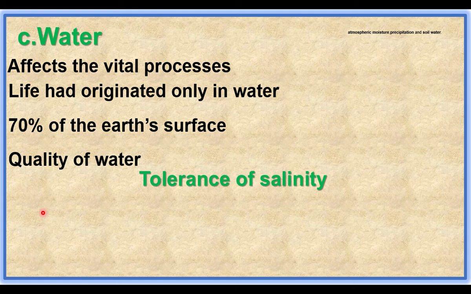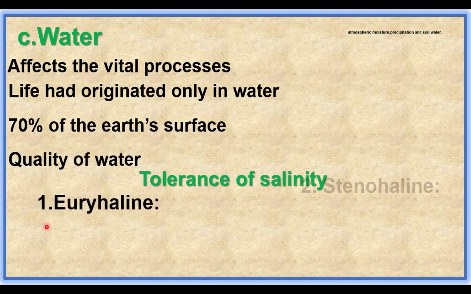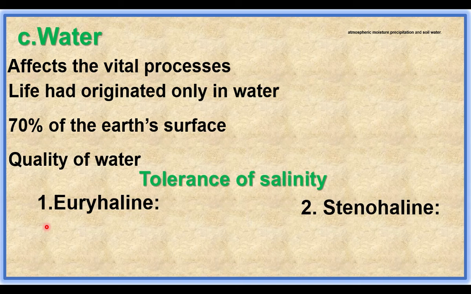Based on the tolerance of salinity, organisms are grouped into euryhaline and stenohaline. Euryhaline organisms can tolerate wide range of salinity. Stenohaline organisms cannot tolerate wide range of salinity. They have narrow range of salinity adjustment.